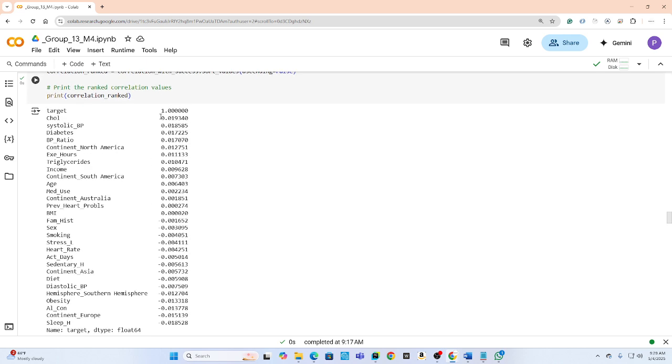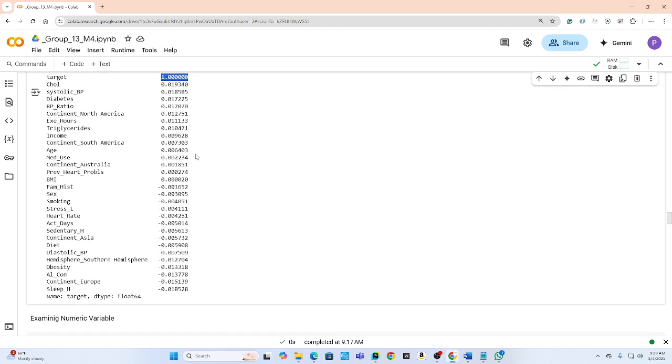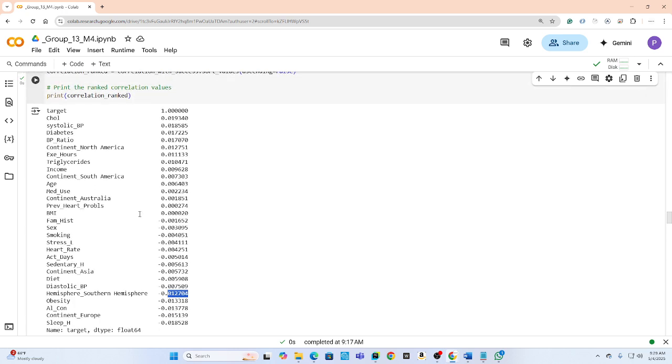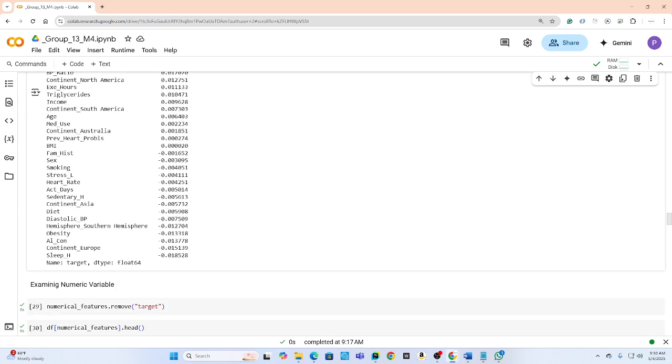We have the highest, of course, is the target because it's going to be 1, and the lowest correlation or impact in our analysis, you have the sleeping hours, the continent, alcohol consumption, obesity, hemisphere. And when we start looking at the highest correlation, we have the heart rate, diabetes, systolic, diastolic, and cholesterol. These are the highest propensity for a heart attack.